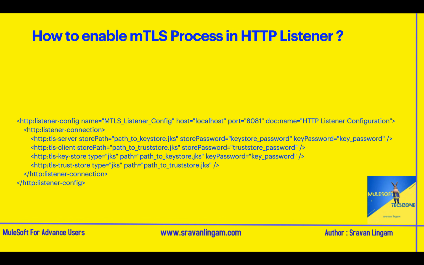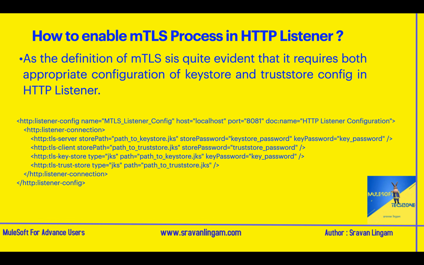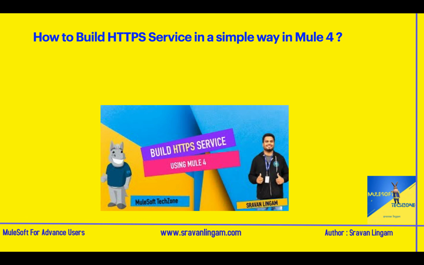So how do we enable the mTLS process in the HTTP listener? As I said, there is no separate mTLS configuration here. Basically, you can see in the XML configuration that the TLS client, Keystore and Truststore values are configured here. As the definition of mTLS is quite evident, it requires appropriate configuration of both Keystore and Truststore in the HTTP listener. So if someone asks you how to enable mTLS, you say that if you provide proper configuration of both Keystore and Truststore, then mTLS is enabled.